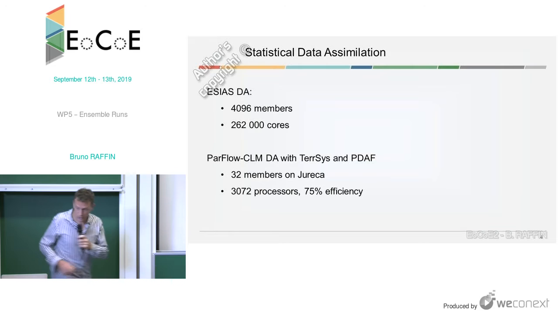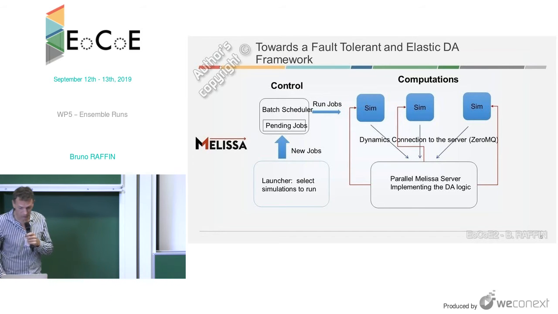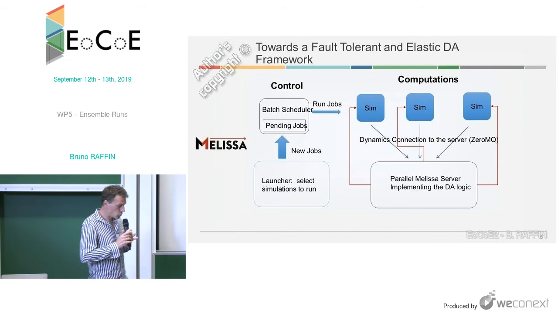So one of the main goals of Work Package 5 is to explore the potential of a different, more flexible approach, based on a tool that has been developed at INRIA called Melissa for sensitivity analysis, which we are adapting to the data assimilation context.